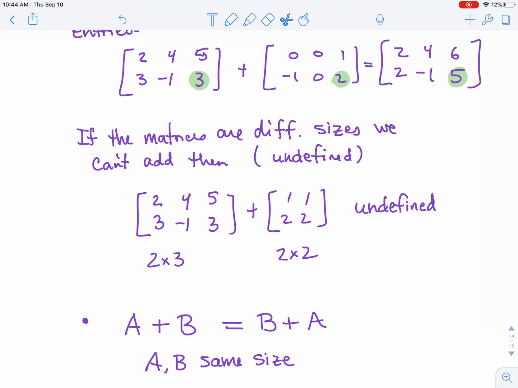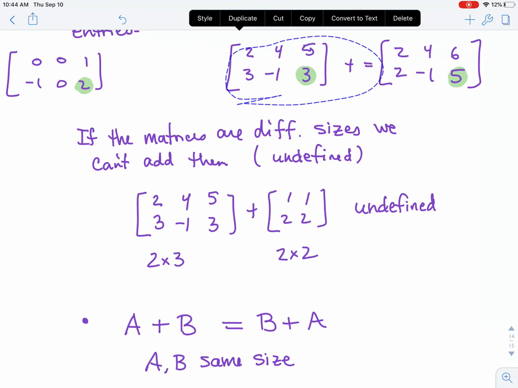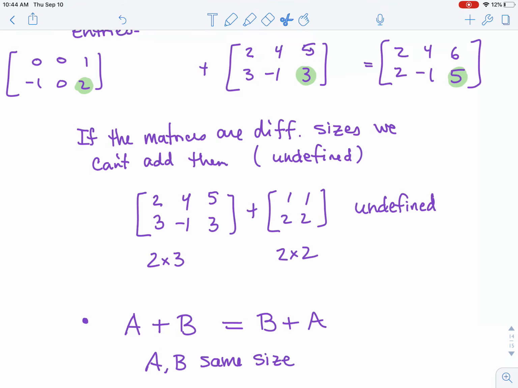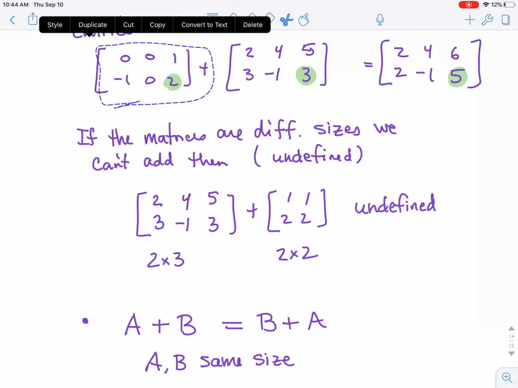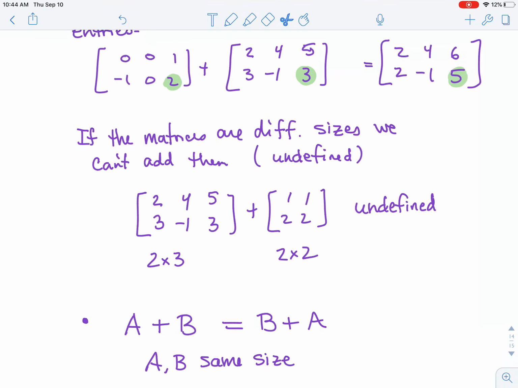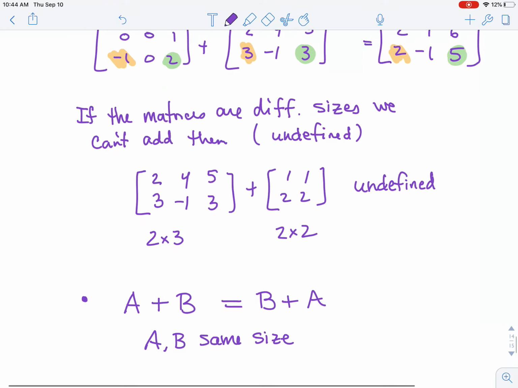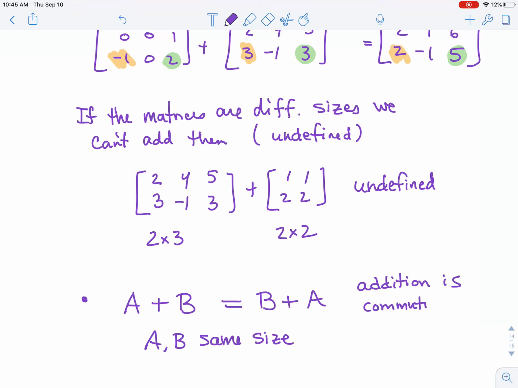at the end of the day, if I switch them around and added them in a different order, I hope you can see that nothing has changed, right? We're still adding 2 and 3 to get 5. We're still adding -1 and 2, and -1 and 3 to get 2. The order of adding matrices doesn't matter, right? And so this is called the commutativity rule. So addition is what's called commutative.